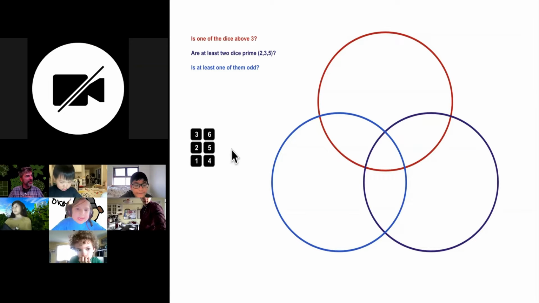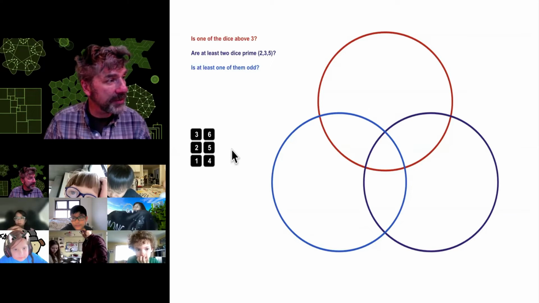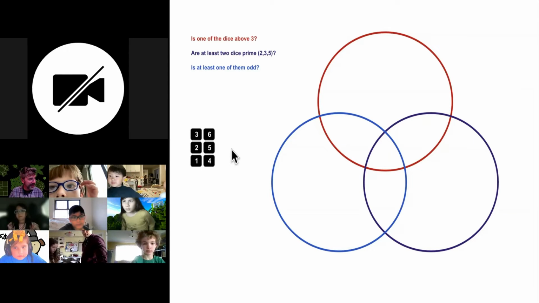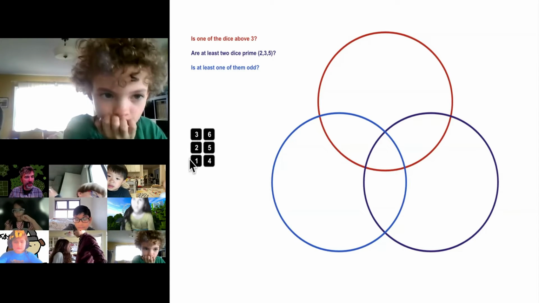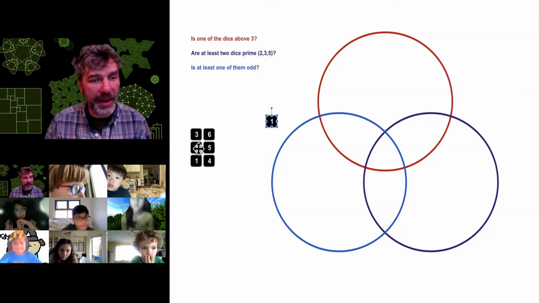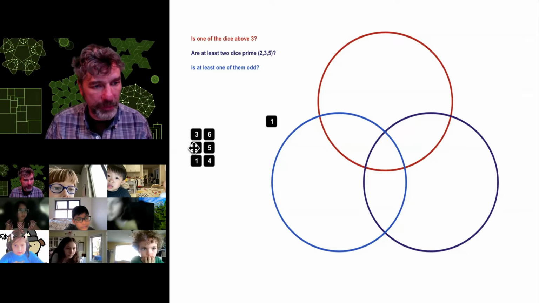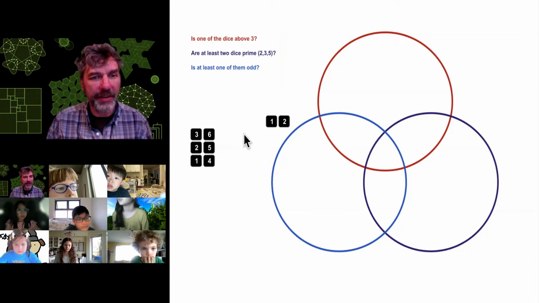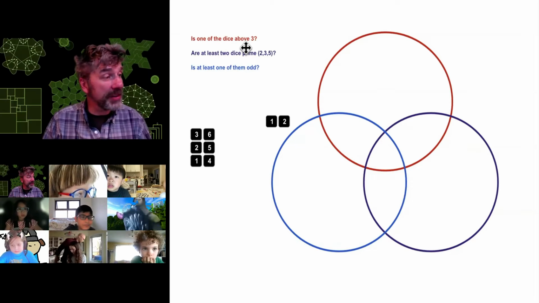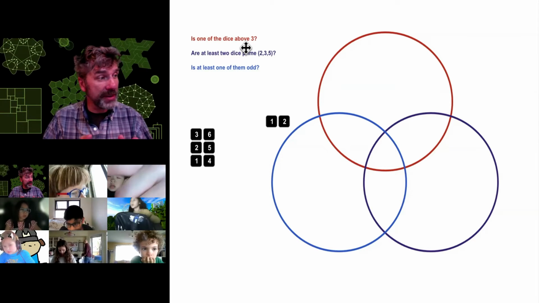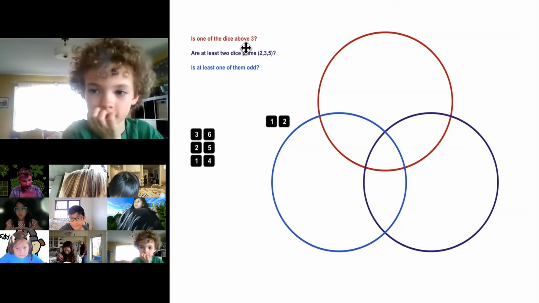Corbett, I want you to tell me how many dice you want to roll, and I want you to tell me the results of those dice. 1 and 2. So you've rolled 2 dice, and you have rolled a 1 and a 2. Corbett, is one of the dice above a 3? Is one of these dice above 3? No, so it does not go in the red circle.